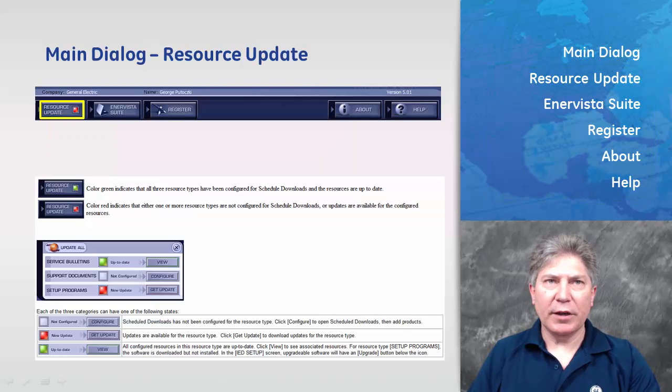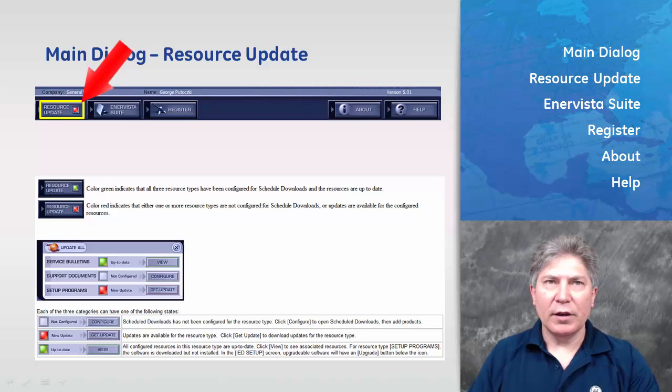The resource update button displays the overall status of whether resources are up to date. When you click this button, you get updates or configure Launchpad's updating process. The resources that are monitored can be found under subscriptions. If the resource update LED is green, it has been configured for scheduled download and the resources are up to date. If the resource LED is red, either one or more resources are not configured for download or updates are available.